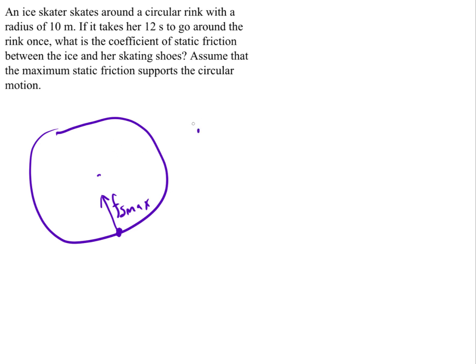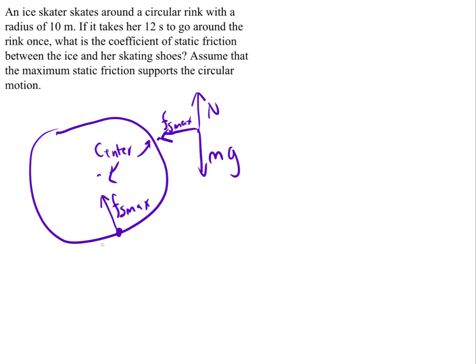So the free body diagram will look something like this, where you have the normal force acting on her, and mg, the force of gravity. And then here, pretend that this is towards the center of the rink. You'll have the centripetal force, or the maximum static friction. And this is in the radial direction. That's going to be the center of the circle in these two drawings.